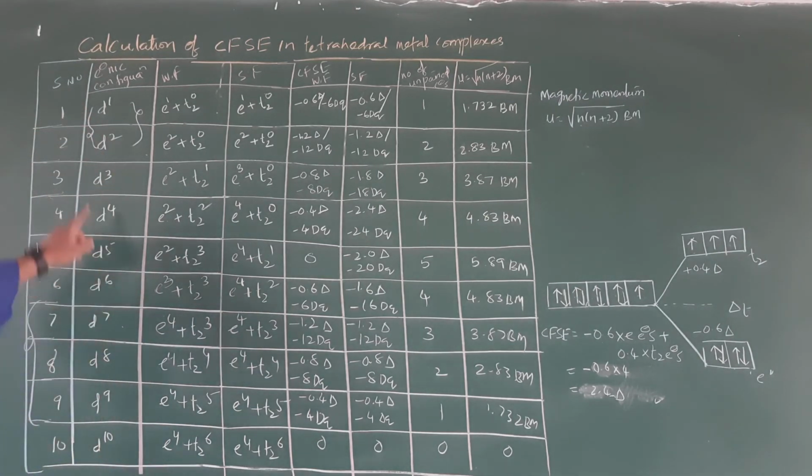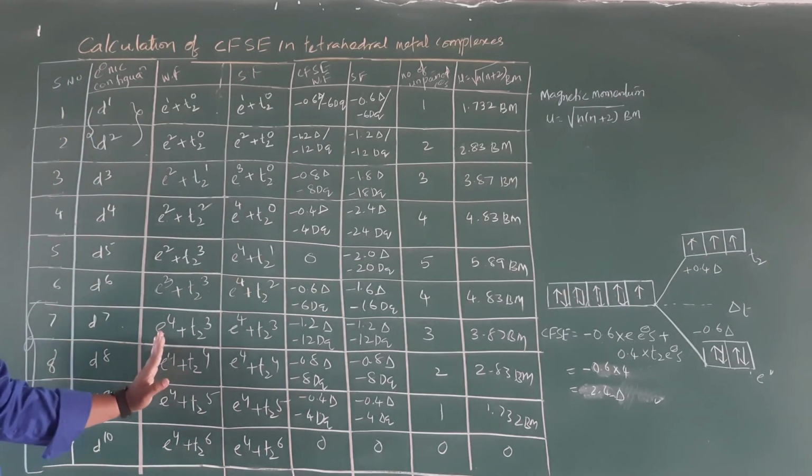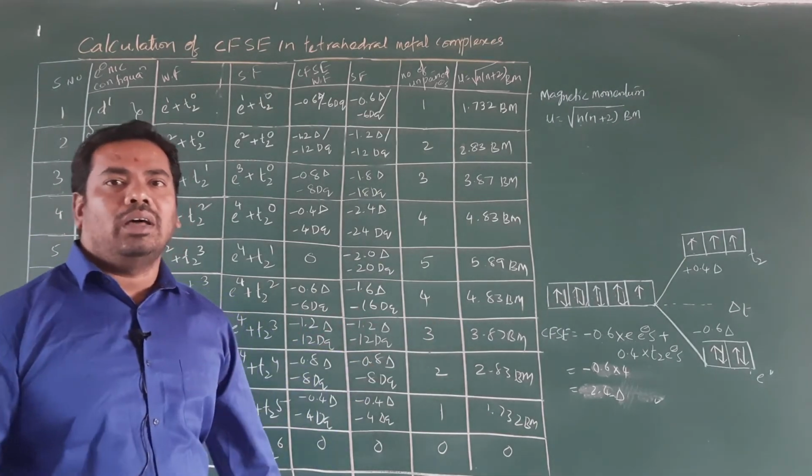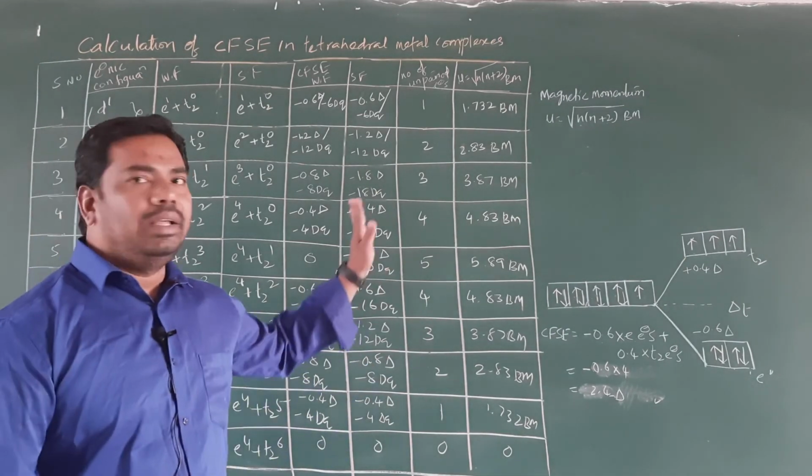Okay, clear, student? Remember one thing here: for D1, D2, D7, D8, D9 configurations, both CFSE values and magnetic moment values are the same. Okay, is that clear, student?